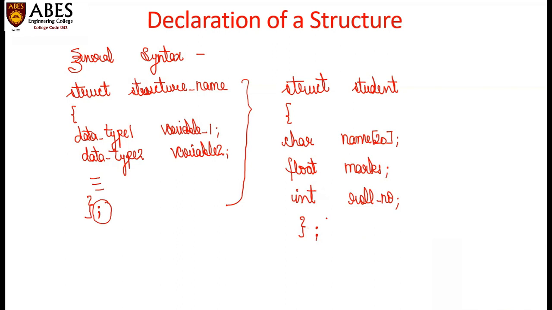So this is the declaration of a structure. The most important point to be noted here is this: if I want to access the data members of this structure, then there is a need of declaring a structure variable also. It can be done in two ways. I'll show you in another slide how we declare a structure variable and how we access the data that is a part of the structure.